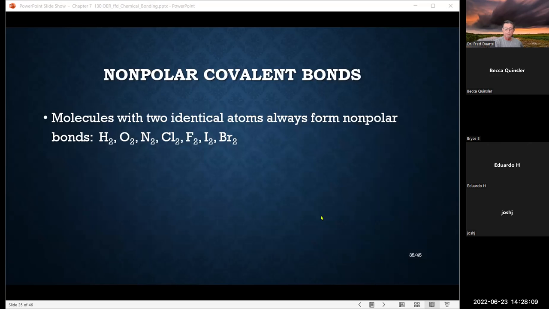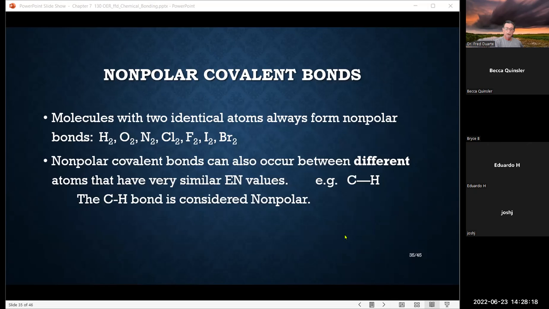So all diatomic elements are nonpolar because they have equal sharing. Carbon and hydrogen, because the electronegativity of carbon and hydrogen is essentially the same, is considered to be a nonpolar species. In fact, a lot of oils are made up of carbon-hydrogen bonds.